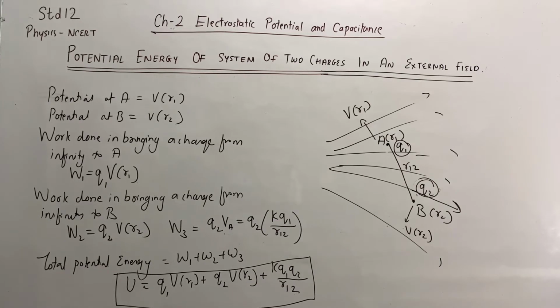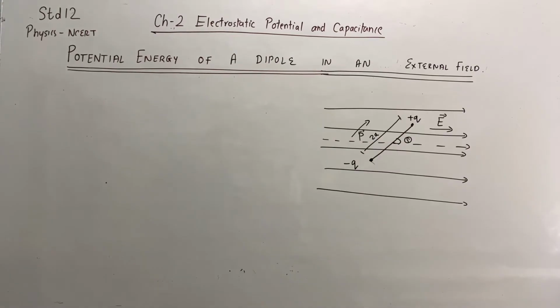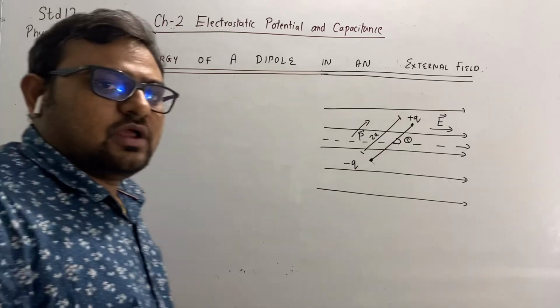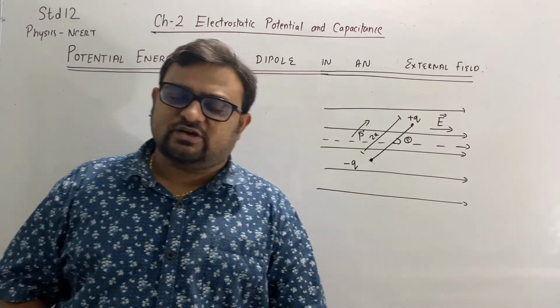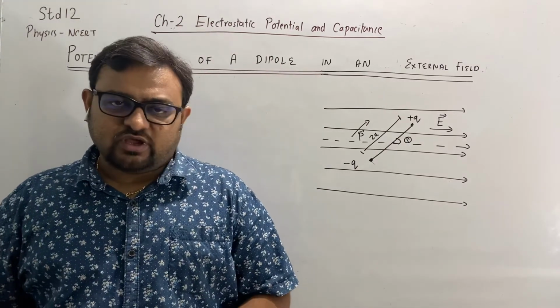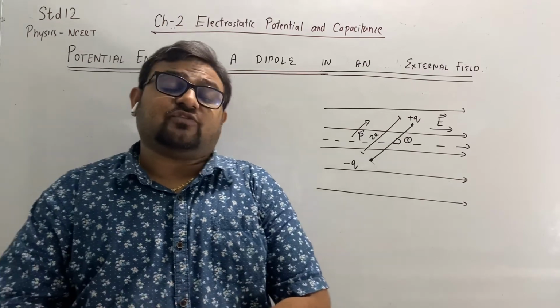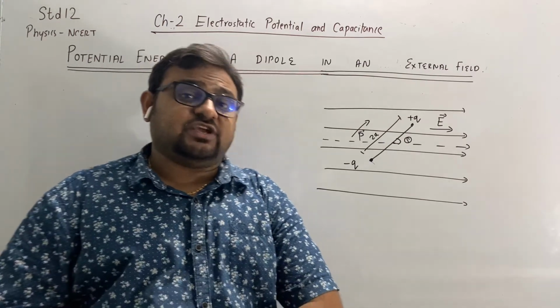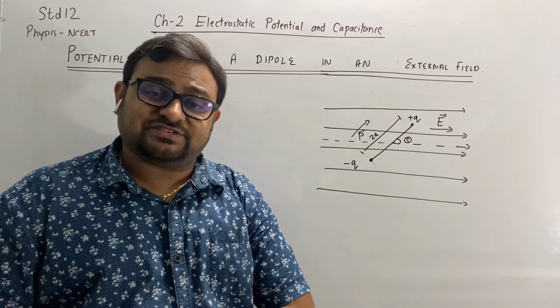Let's move to the next topic. Next is potential energy of a dipole in an external field. Okay, so now we will find out the formula for potential energy of a dipole in an external field.